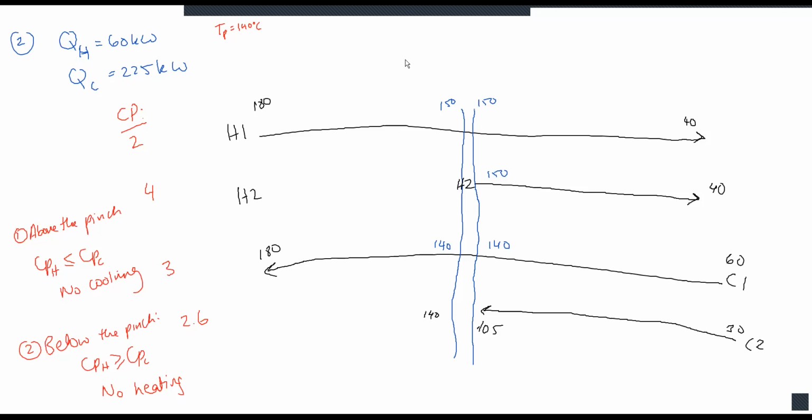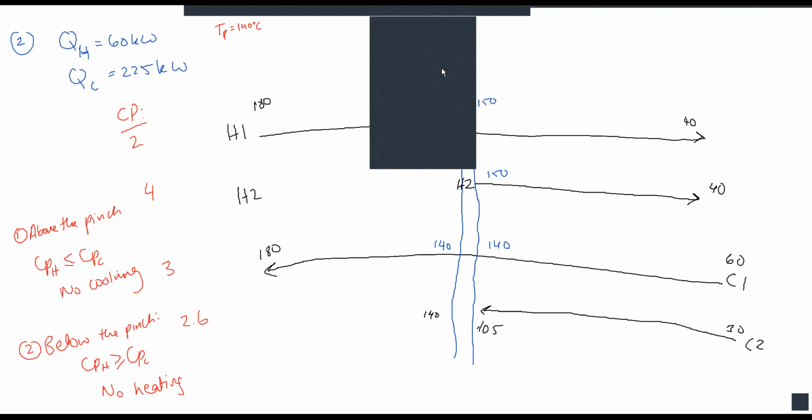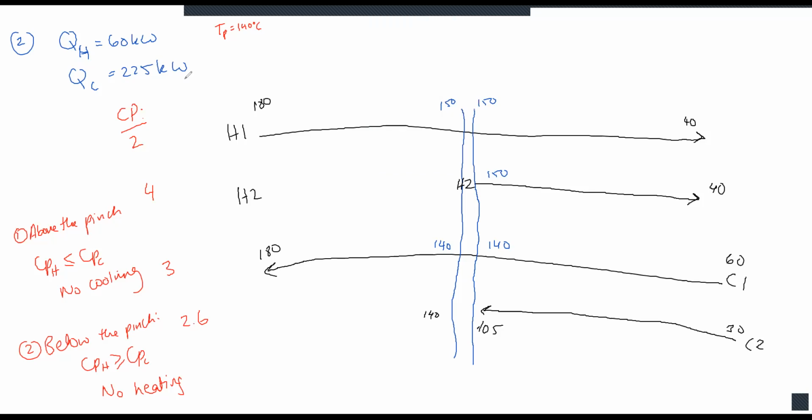Okay, second thing we're going to calculate, let's calculate the delta H's above and below the pinch. Just calculate how much heat is available in each stream above and below the pinch. So in this case, 180 minus 150 multiplied by 2, so 30 by 2, this is 60. For H2, there's nothing. For C1, 180 minus 140 is what? 40 multiplied by 3 is 120. So these are the heats available above the pinch.